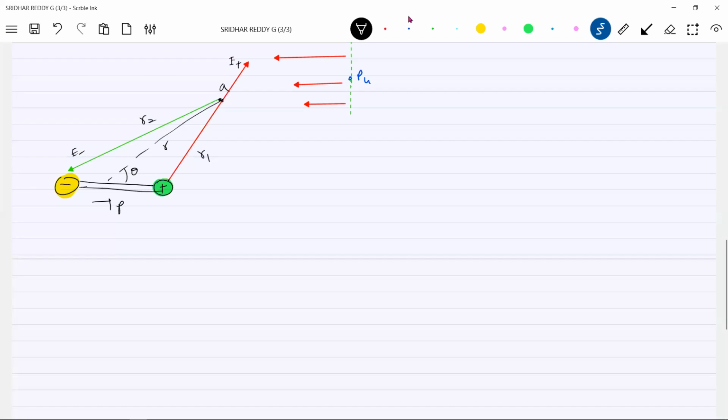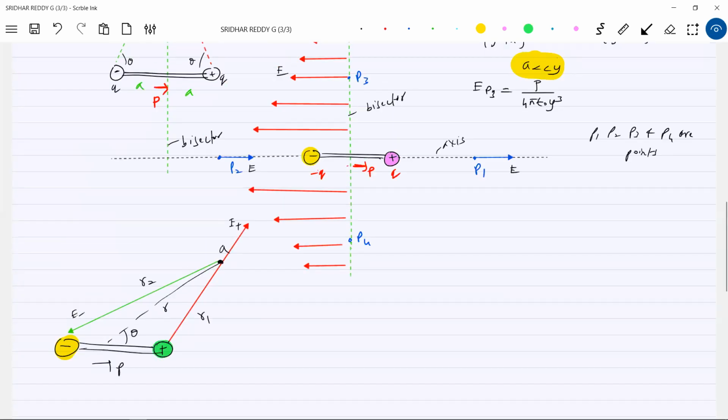Let me come up with an alternative method, a very easy one, which will be very helpful in the exams also. You can easily remember it. So what is my question? Not only on the axis and the bisector, but anywhere surrounding the dipole, can we find the field strength? At any arbitrary point surrounding the dipole, I should be able to determine the field strength and also the potential.